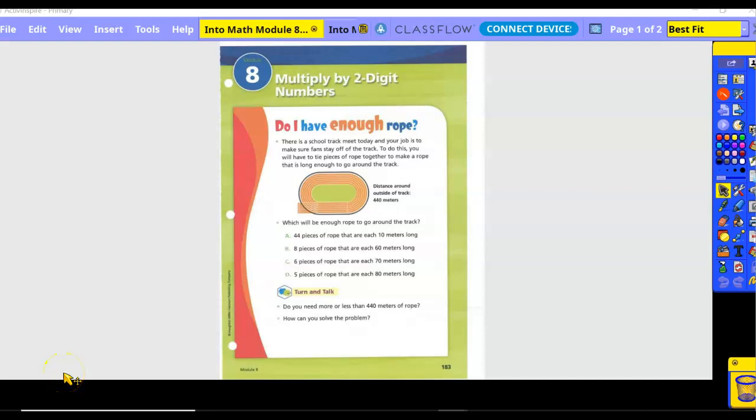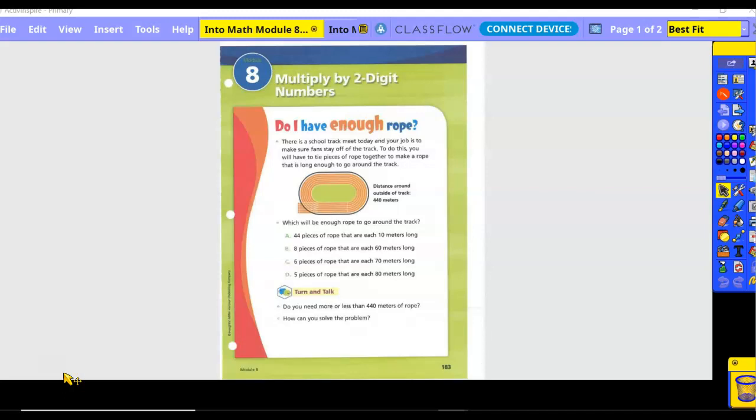Math module 8, multiply by 2-digit numbers. Do I have enough rope? There is a school track meet today, and your job is to make sure fans stay off the track. To do this, you will have to tie pieces of rope together to make a rope that is long enough to go around the track.